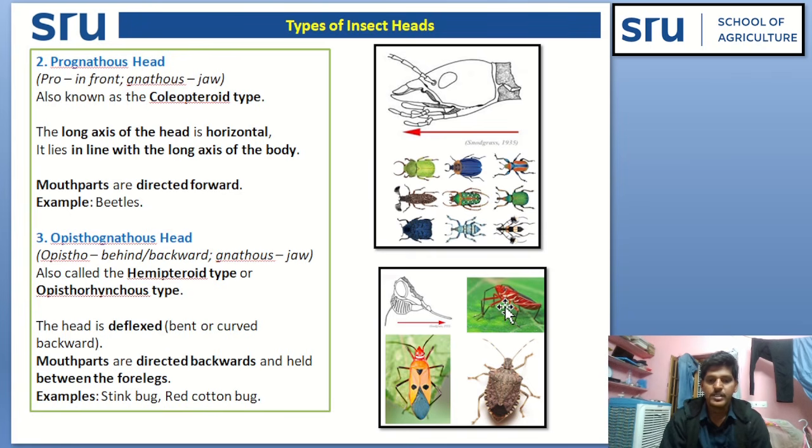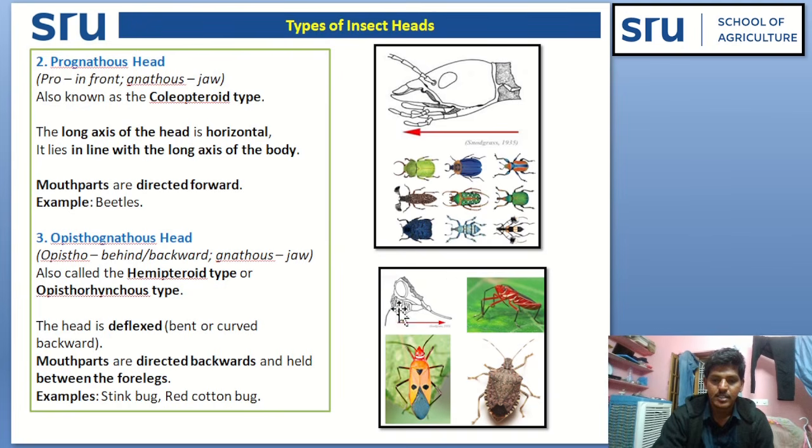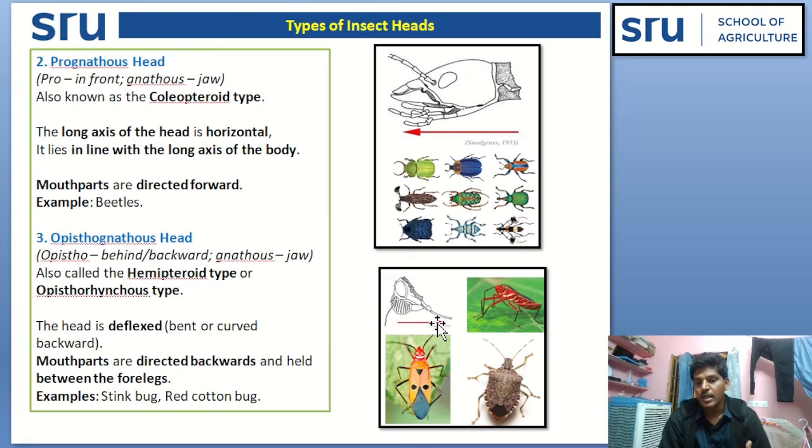Next type of head is Opisthognathous head. Opistho means behind or backward. Gnathous means jaw. Here mouth parts are directed backward. That's why the name Opisthognathous. It is also known as hemipterite type or Opisthorhynchous type. Here the head is deflexed or bent or curved backwards and mouth parts are directed backward and held in between the forelegs. This type of head is there in stink bug, red cotton bugs.